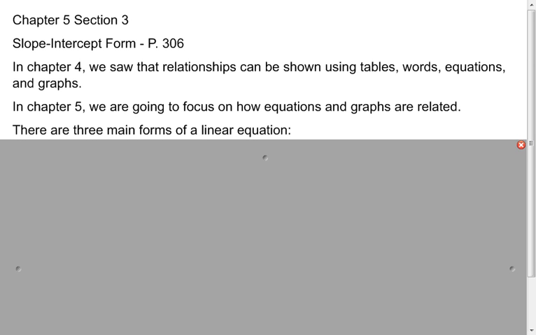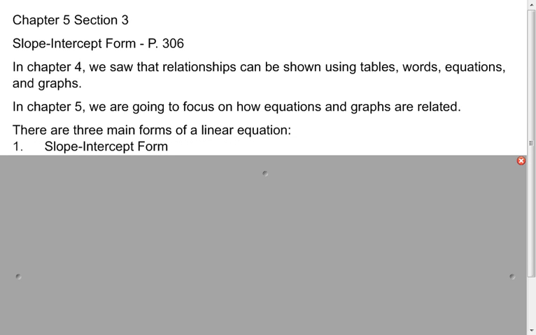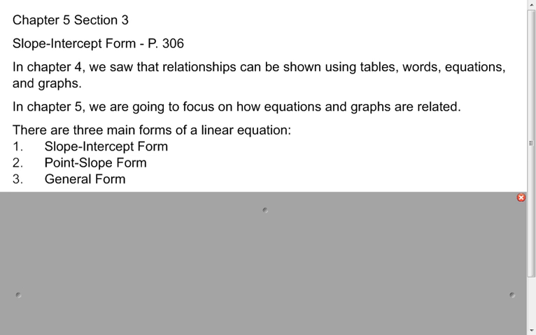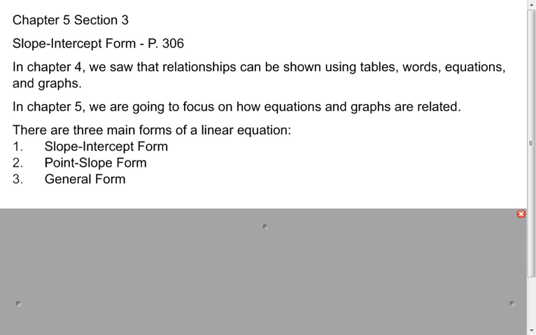There's three main forms of a linear equation. We're going to focus on those in this chapter. The one from this section is titled slope-intercept form. And the next two are point-slope form, and then the next section after that is general form.